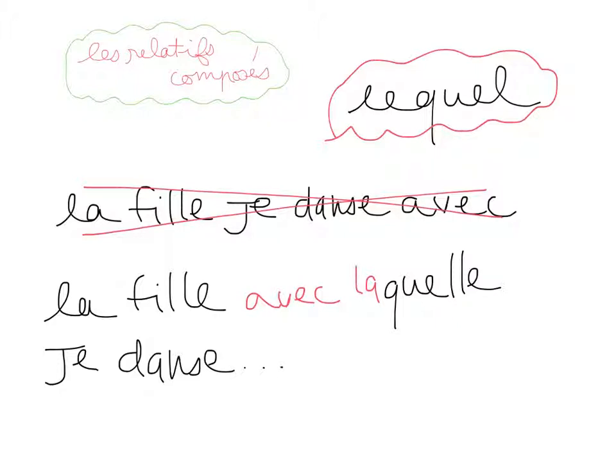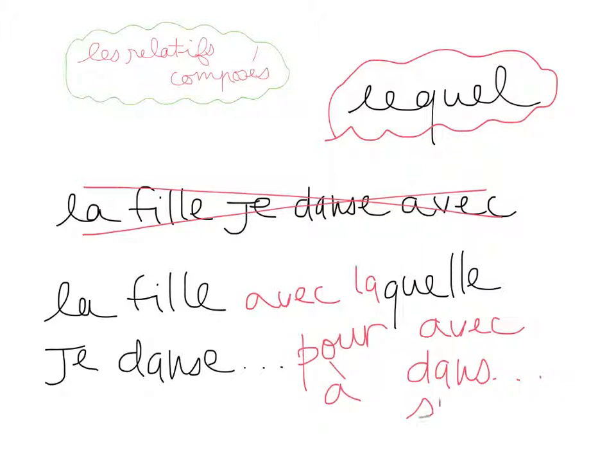Okay? So every time you use prepositions such as avec, to dance with someone, to talk with someone, dans, to live in a house, in, pour, à, sur, and all the others, you're going to use a construction like this. I'm going to give you another example.